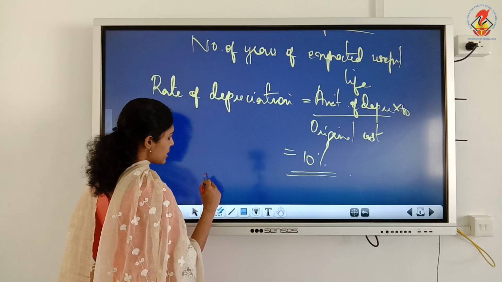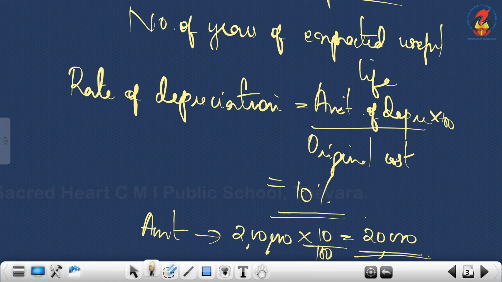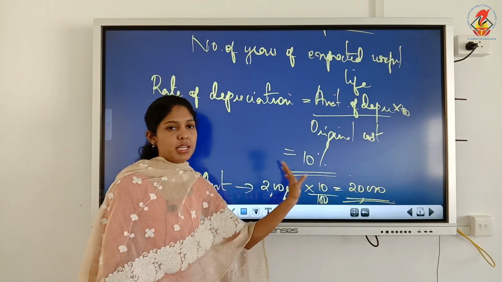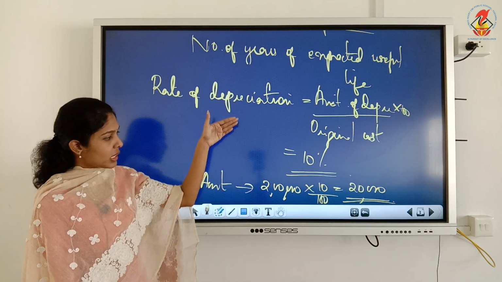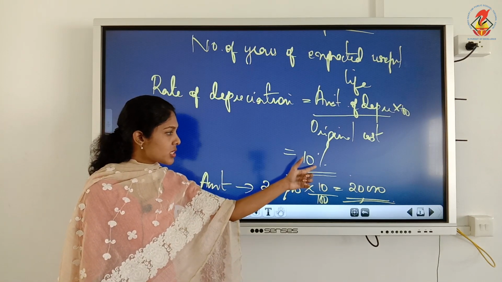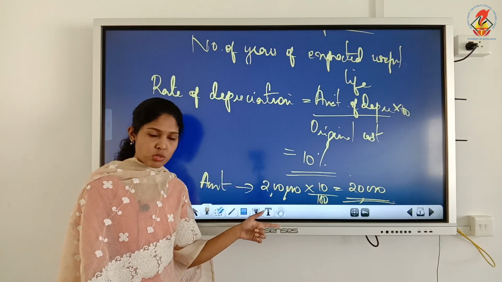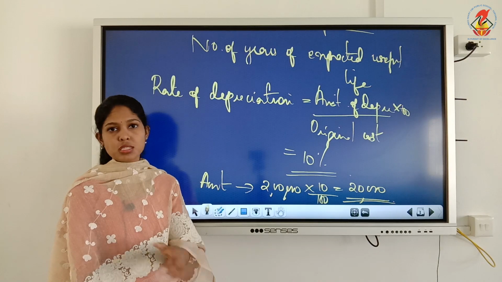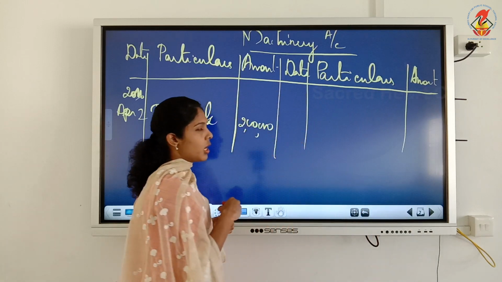So what we can do here is, to get the amount, just compute 10% on your original cost, that is 20,000. So the amount of depreciation will be 20,000. So if you have the rate of depreciation, the above formula is not needed actually. You can directly apply this one, where you just compute the percentage directly on the original cost. But when you take the original cost, if you have any additional expenses, that must be added with this. So 2 lakh into 10%, 20,000 is your depreciation.